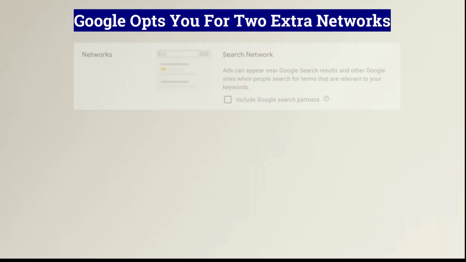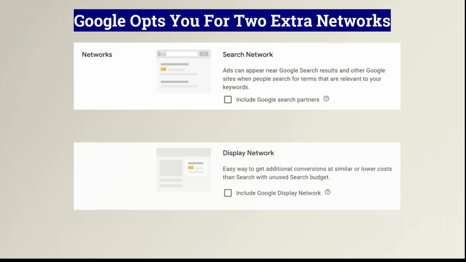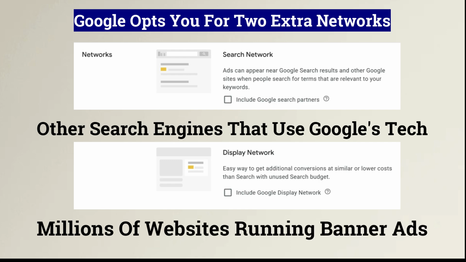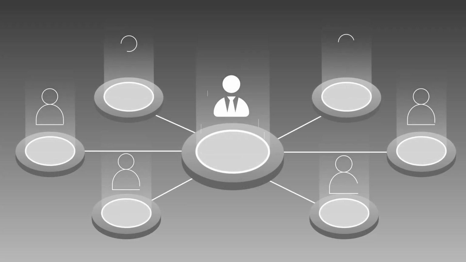When you create a search campaign, Google will opt you in for 2 extra networks. One's search partners, the other's display networks. Search partners is basically other search engines that use Google's tech, and display networks is millions of websites running banner ads, such as YouTube, for example. And for most service-based businesses, this will give you a higher lead cost, and also poor quality leads. And that's simply because the intent is completely different. Let me show you how to turn them off.